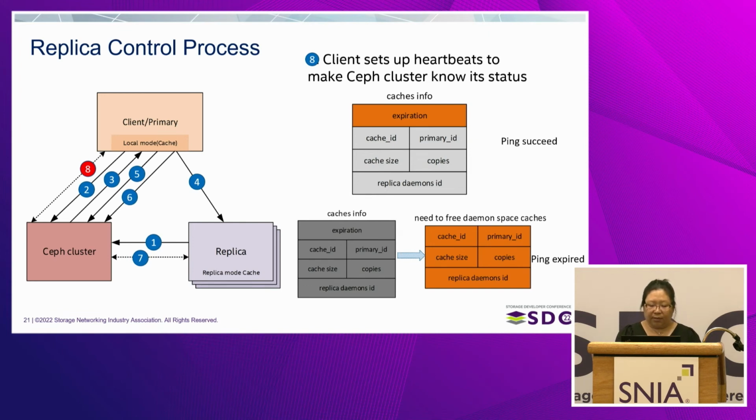The last one is the primary heartbeat with the Ceph cluster. When the Ceph cluster gets the primary client heartbeat, it will update the expiration. If the ping expired, the Ceph cluster will drop the cache info table, convert it into the need-to-free daemon space caches, and record the cache ID to the replica daemon info. Then the Ceph cluster will tell the replica to free the caches.